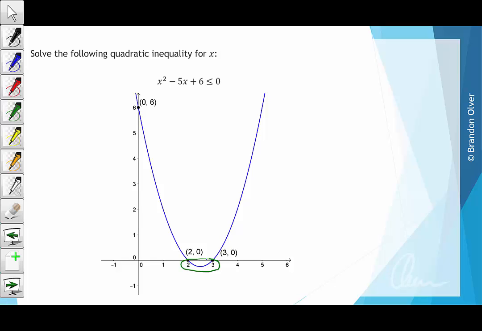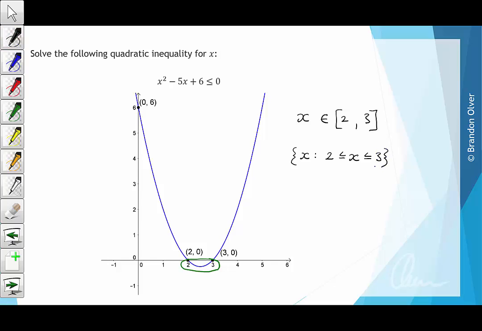So we can say that for x squared minus 5x plus 6 is less than or equal to 0, this occurs when x is an element of [2, 3]. So any number between 2 and 3 inclusive, or we can write it in set notation, so it's the set of x such that x is greater than or equal to 2, but less than or equal to 3.